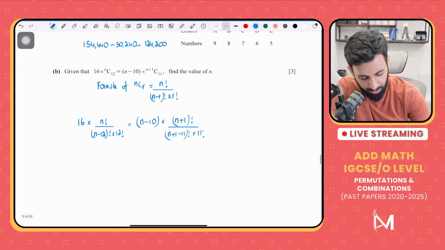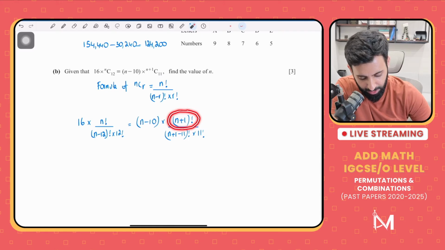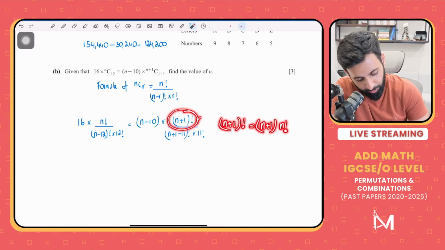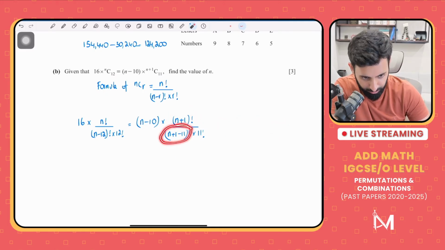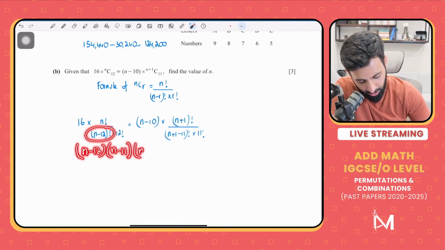Now we have to be a little smart here. How exactly are we going to do that? Here's how. Pay attention. First of all, notice that 12 factorial can be written as 12 into 11 factorial. Number two, (n plus 1) factorial, if I expand it, can be written as (n plus 1) into n factorial, and this will become (n minus 10) factorial. Also, (n minus 12) factorial can be written as (n minus 12) into (n minus 11) into (n minus 10) factorial. I hope everyone's following.